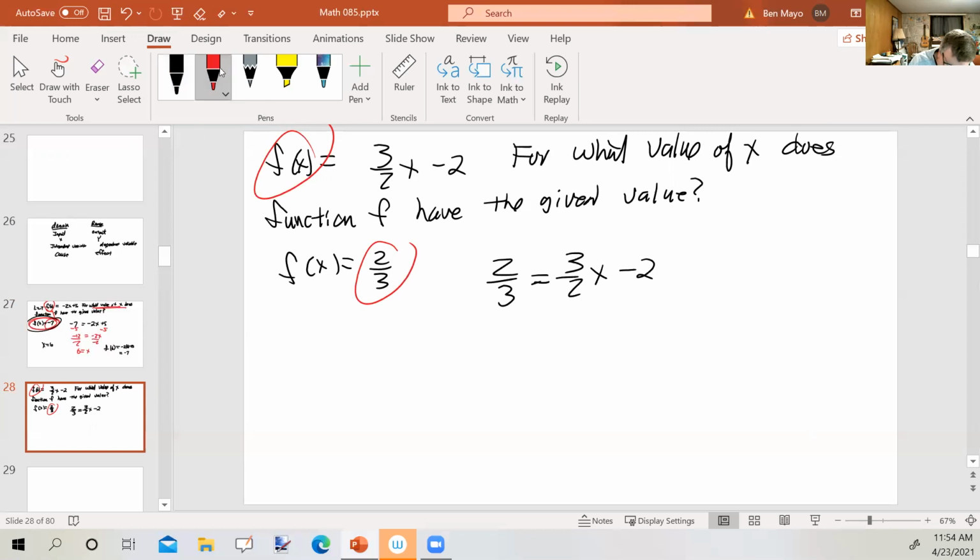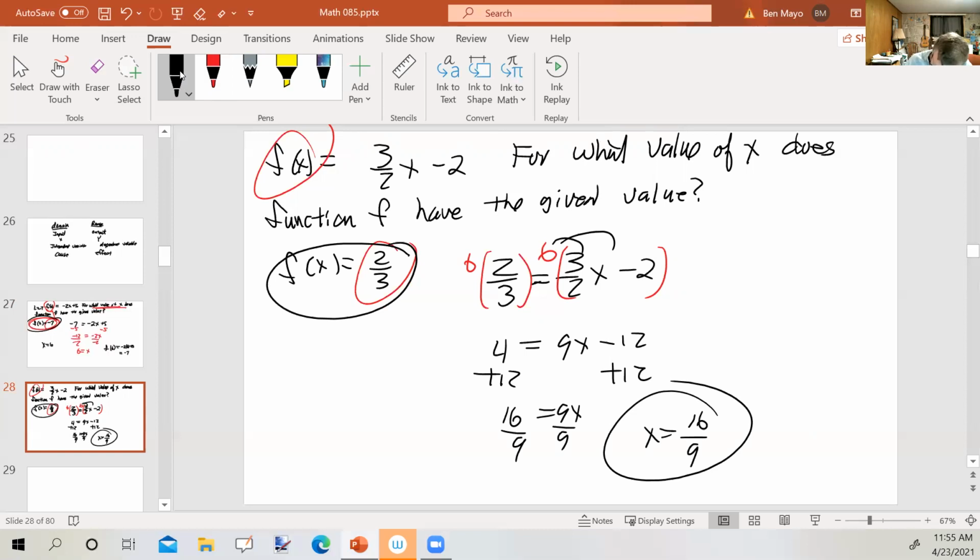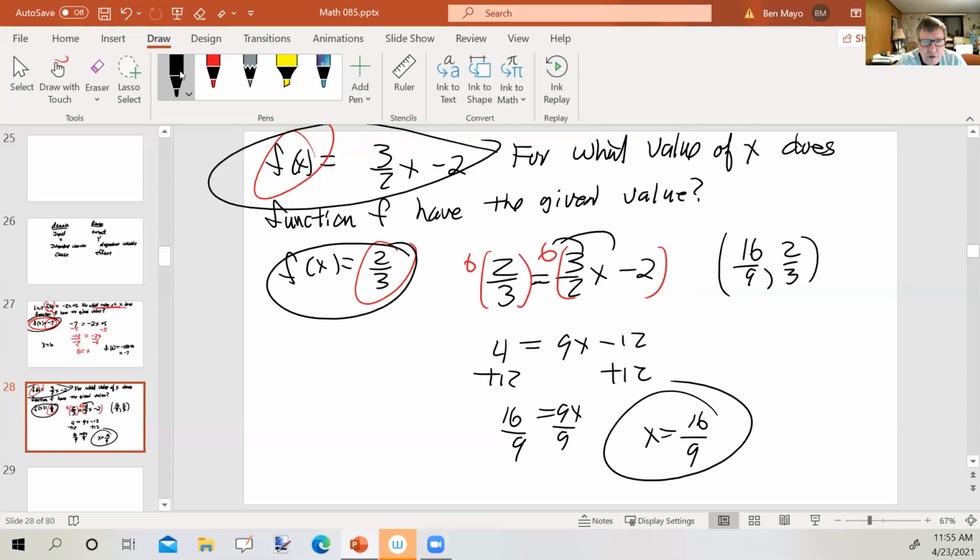Well, there's fractions. Let's clear the fractions by multiplying both sides by the LCD, which is 6. On the left, we get what, 12/3 or 4. On the right, 18/2 or 9x minus 12, distributing the 6. Add 12 to both sides, 16 equals 9x. Divide by 9, x equals 16/9. So that's the input that results in the output of 2/3. So the ordered pair, 16/9 comma 2/3, would be a point on the graph of this linear function.